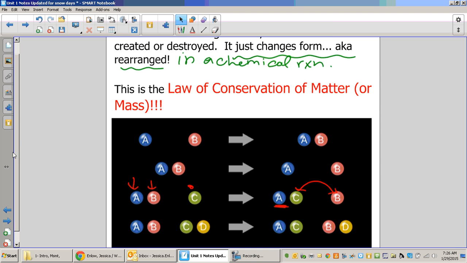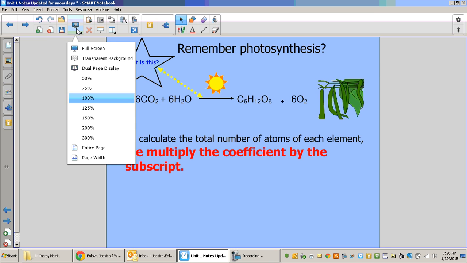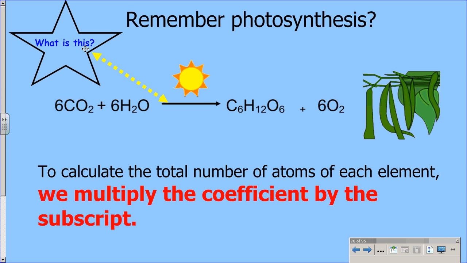So let's look at an actual reaction. These are just like cartoon reactions. Let's look at an actual reaction. Remember this one? Yeah? See, photosynthesis. You're in my class. Do I have anybody here? No. We did a photosynthesis dance. I'll show you that sometime in our free time.